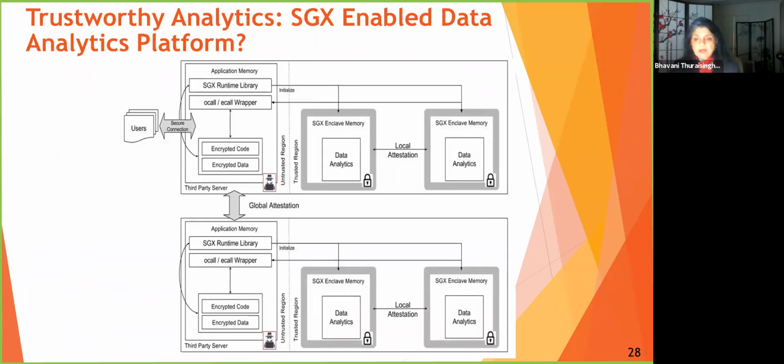This is Intel's platform, right? So you have users with a secure connection. We have application memory, runtime, SGX runtime library, some wrappers, some encrypted code, and all of the data analytics is being carried out in this SGX enclave memory. So it's all carried out securely.